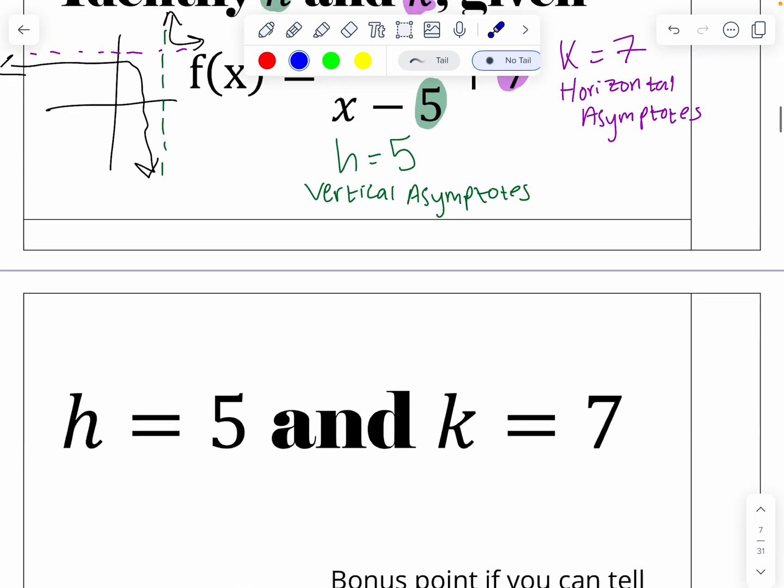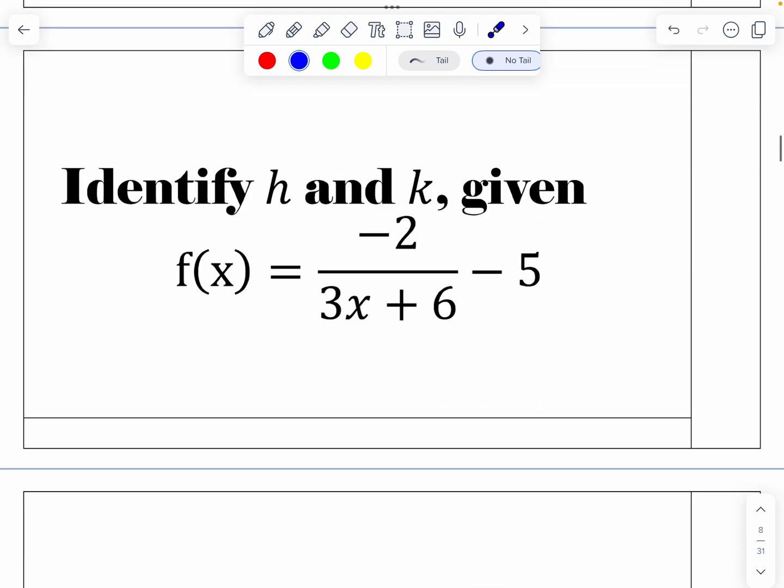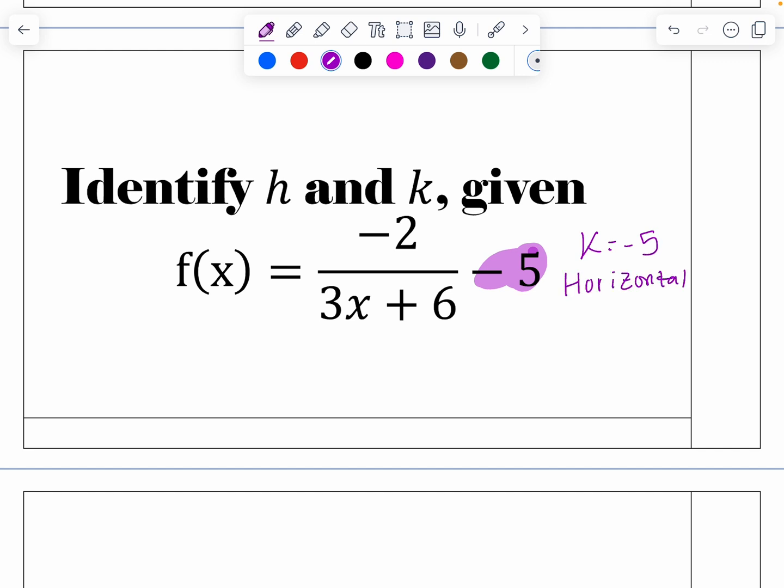Okay, moving on to the next one. Same kind of thing, but what's special here is that when we were doing our review game, most everyone was able to get k. k was pretty obvious. It's by itself. k is negative 5 here, which means we have a horizontal asymptote there. But h is a little wonky in this case. h is not going to be all of this. It's not 3x plus 6.